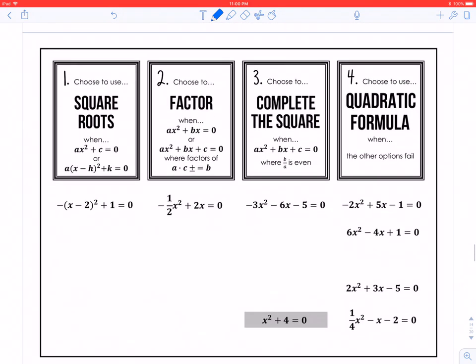Okay, next up, x squared plus 4 equals 0. I only spy one variable term, so I can easily subtract my 4, undo my square, and solve for x that way. This is because I do not have a bx. I don't have a linear term. It's technically 0x, and so I would choose using square roots because that's the format I can spy.